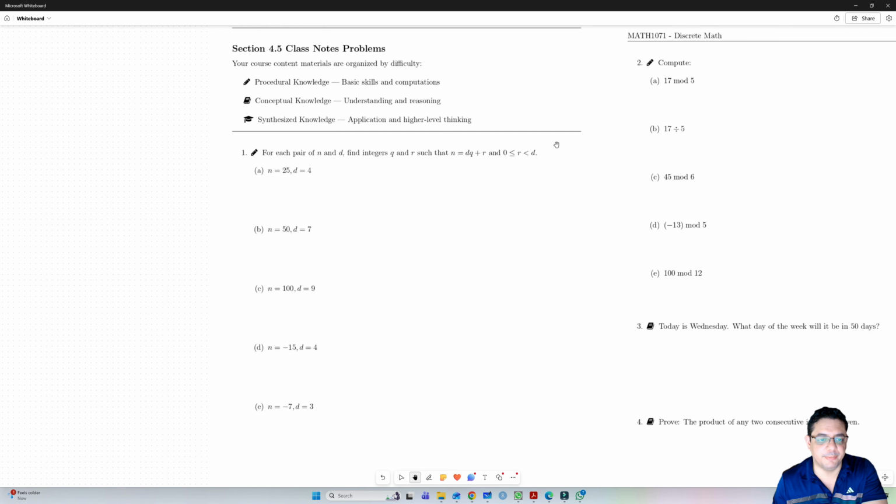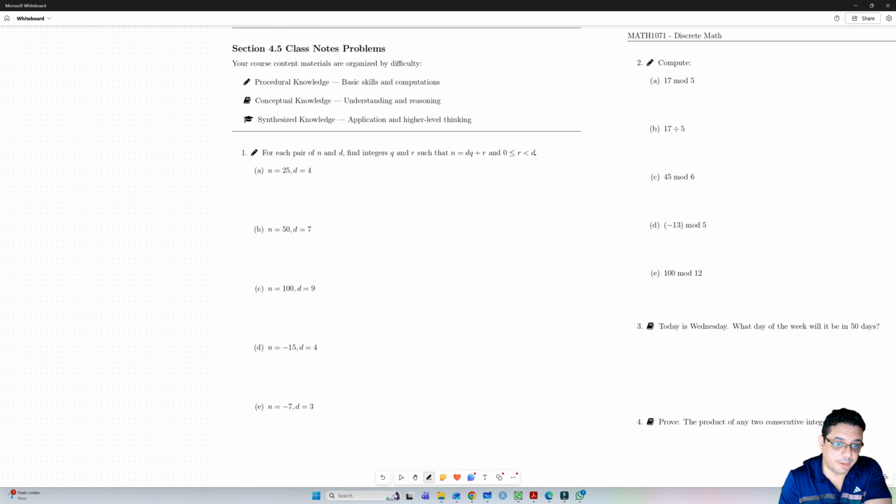So the quotient remainder theorem says that if we have a couple numbers n and d, we can find integers q and r such that n can be represented as d times q plus r, with r a number between 0 and d. That's the residual.